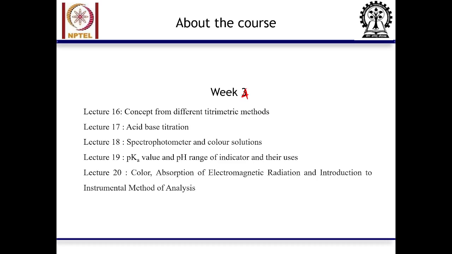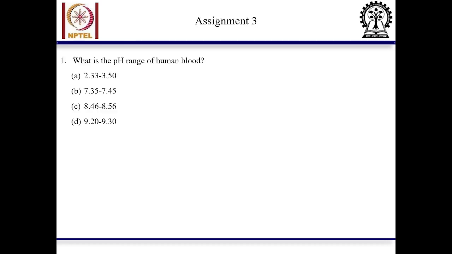On these 5 lectures, I'm going to solve one previous year assignment. Sorry, I think everywhere it is written assignment number 3, so I have to change it to assignment number 4. So the first question is, what is the pH range of the blood?